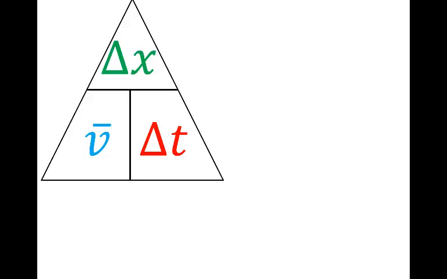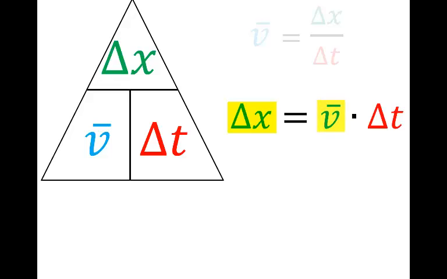Remember that average velocity means how far something goes in how much time, displacement per time. V bar, which means average velocity, is equal to delta x, displacement, per time interval, delta t. We can rearrange this to find delta x instead if we are given the average velocity and the duration of the time. Delta x is equal to average velocity times the duration of time.